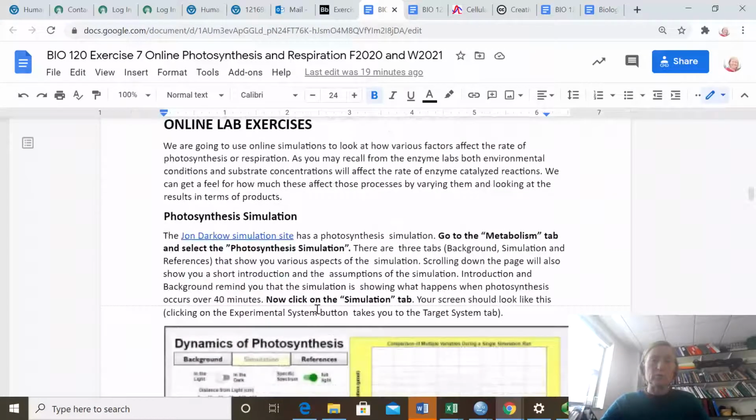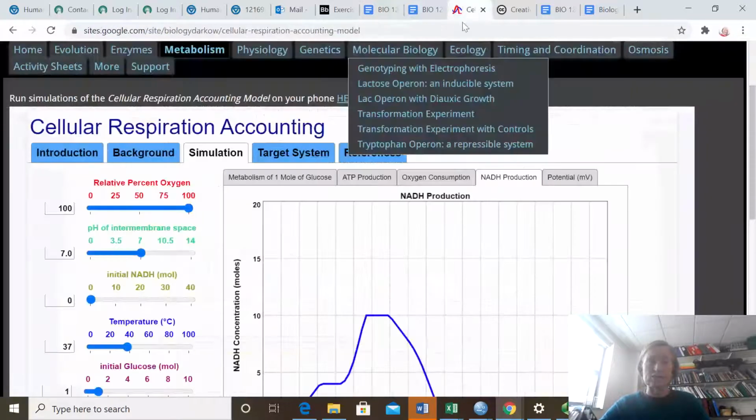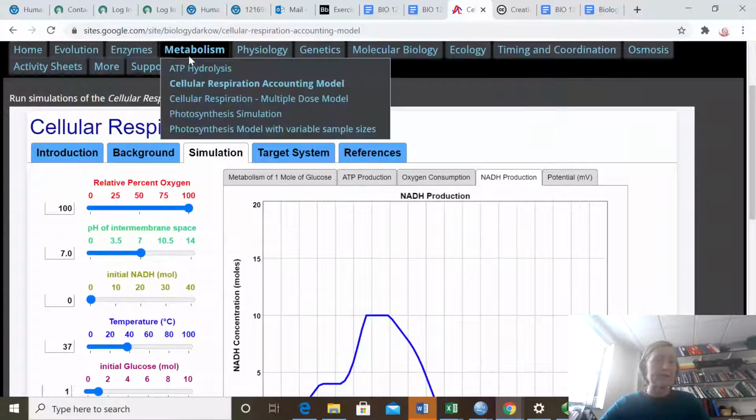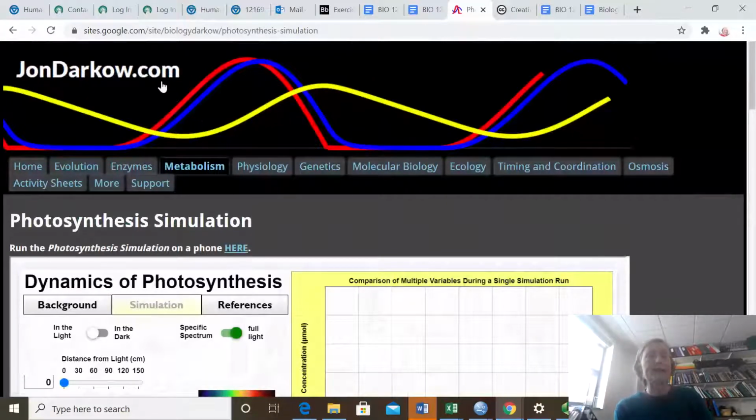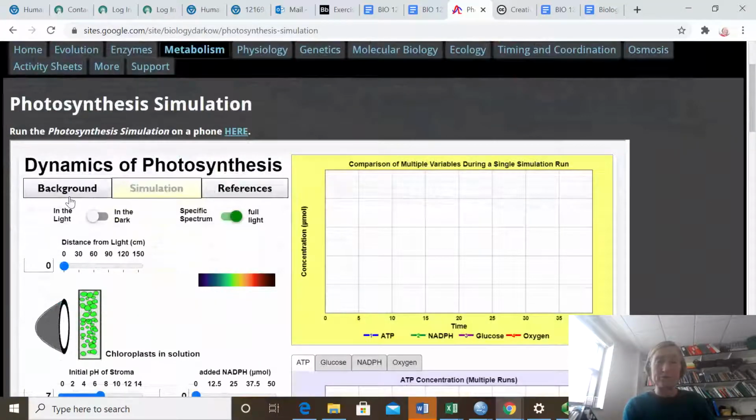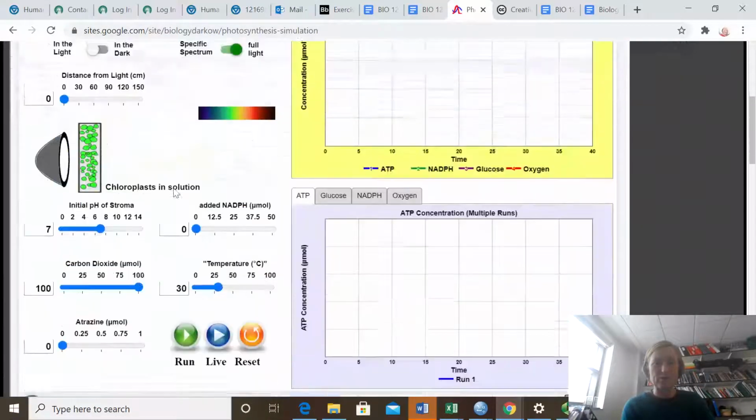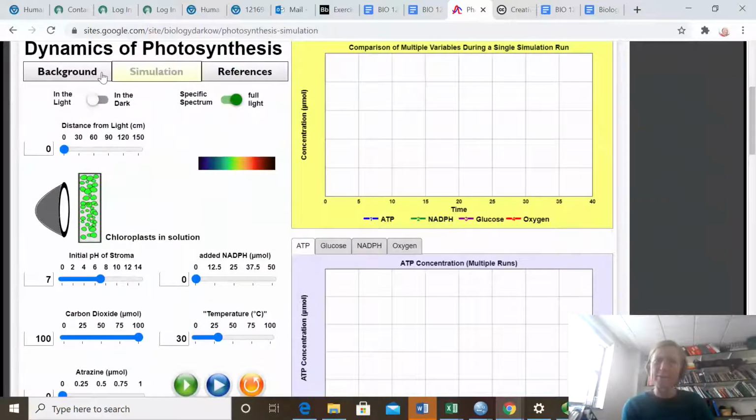All right, so for your exercise, you're going to be going online to John Darkow simulation site, and you'll be working through both a photosynthesis simulation and a respiration simulation. So let's take a look at the photosynthesis simulation. Click on that simulation site and click on the tab Metabolism, Photosynthesis. What you'll see is some background information, some references, and the simulation site itself. That's what we'll be looking at primarily, but the background is useful too.